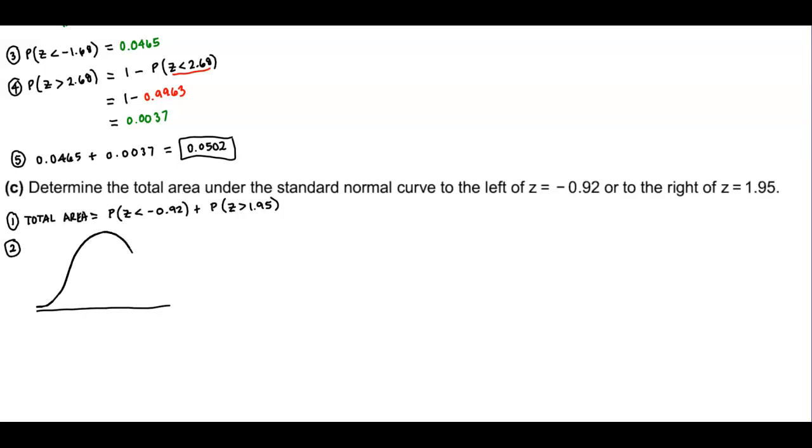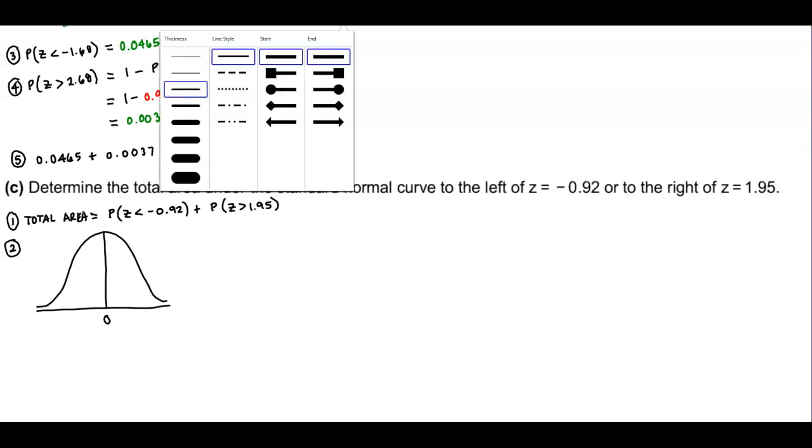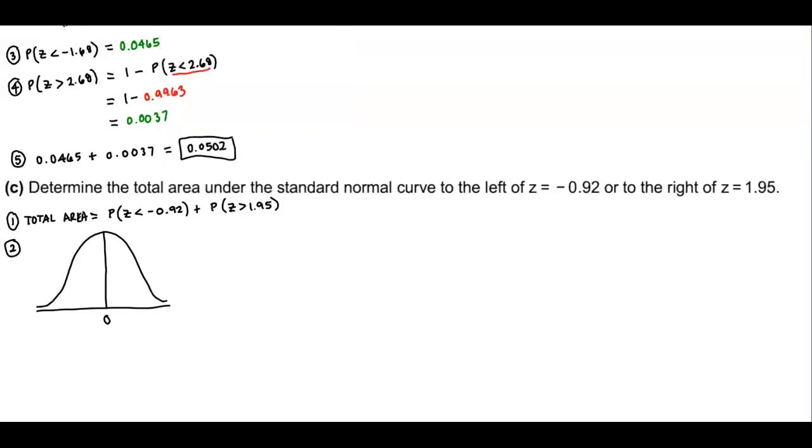And again, we want to be able to draw our bell curve. So when we draw our bell curve, again, we're dealing with z-scores, so we know that the mean is 0. We know that we have negative 0.92, and we want to find the area to the left. And then we also have 1.95. We want to find the area to the right.